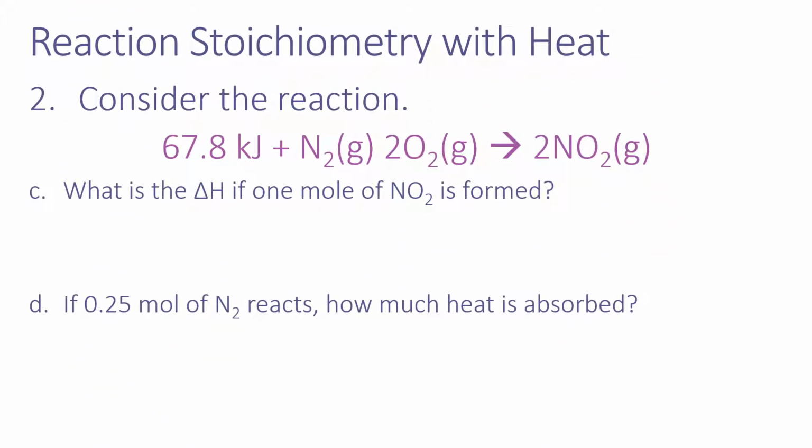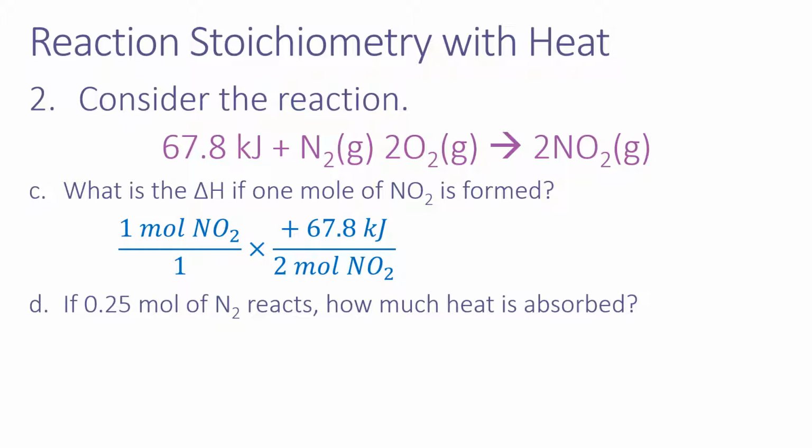So what is the delta H if 1 mole of nitrogen dioxide is formed? So I'm going to start with 1 mole of nitrogen dioxide over 1. And I can always convert moles into kilojoules because my balanced chemical equation is in units of moles and kilojoules. So for every 2 moles of NO2, I'm going to absorb 67.8 kilojoules. So that means that my answer is 33.9 kilojoules.